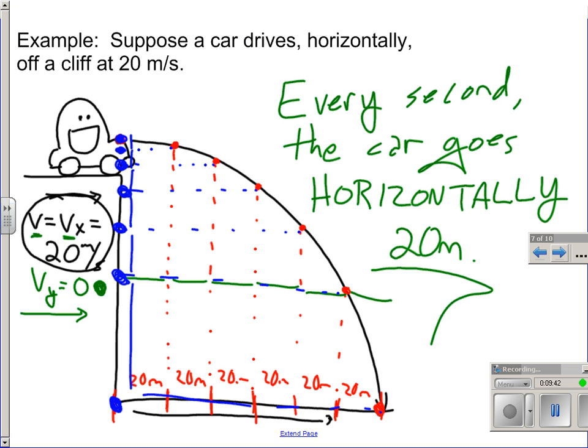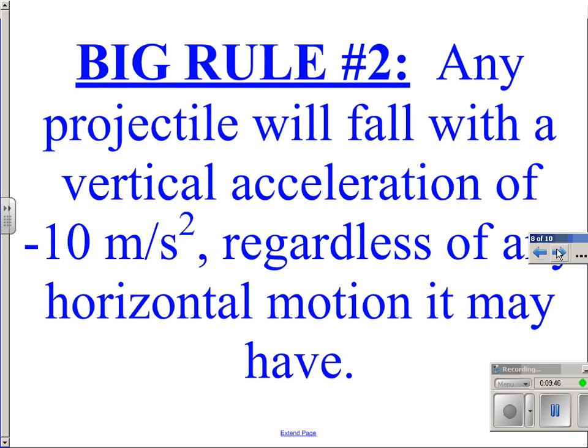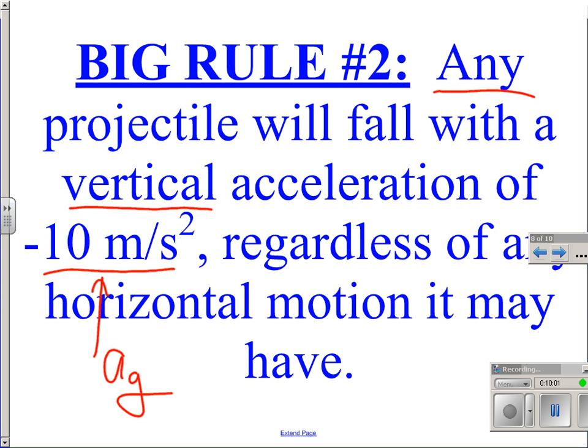Okay? So that's where we're headed, which is our second rule that tells us about the vertical motion. Kabam! There it is, big rule number 2. It says any projectile will fall with a vertical acceleration of negative 10 meters a second squared. Notice this is just the acceleration of gravity.